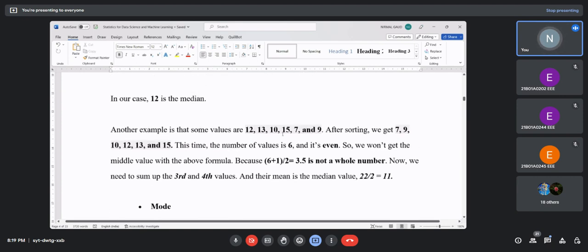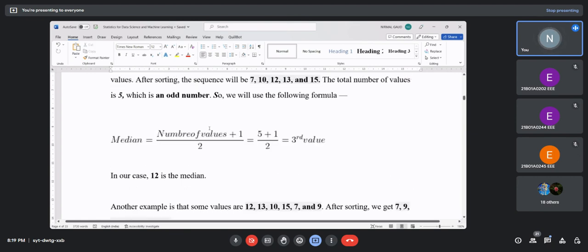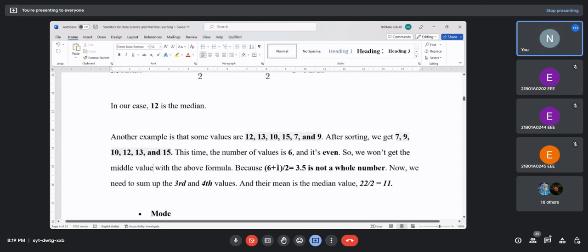And for example, if you have an even number of values, I'm not going to consider the middle value using the same formula as for the odd number of values. Instead, I'm going to sum up the third value and the fourth value. So that will be 22 by 2, that will be 11. The sum of the third and fourth values, divided by 2, is your median value. So these formulas you already know: n by 2 and n plus 1 by 2.